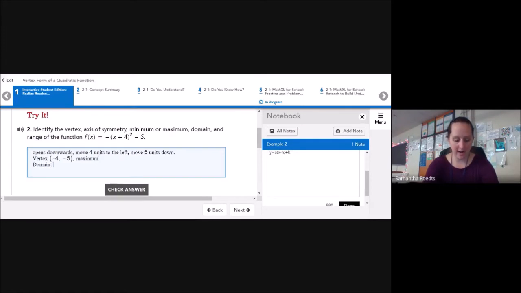The domain is all your x values, so the domain is all real numbers. You could also say -infinity to +infinity. The range, because I stop at -5 and I'm going down, is -infinity to -5, including -5.